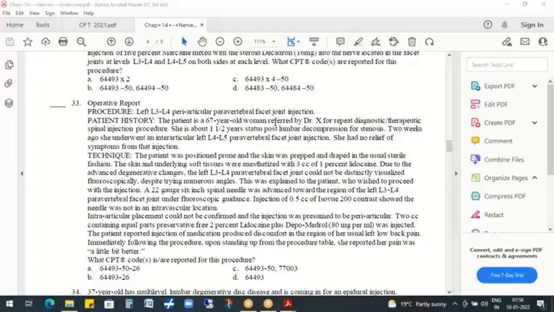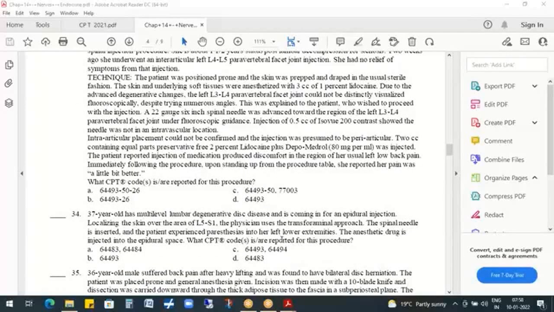Lumbar. Lumbar, Shubha, lumbar. Not okay. 64493, on only one side, right? Like that. D is the answer. Like that we need to code.